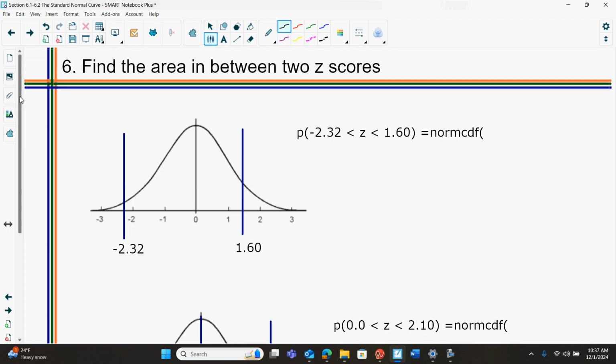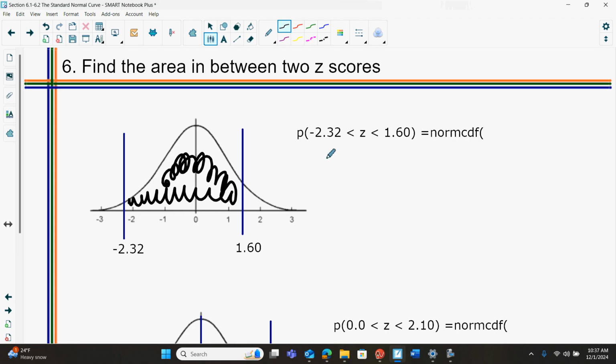All right, moving right along. So now let's go ahead and talk about how to find the area in between two z-scores. This should be pretty basic. Now the nice thing is you have a lower bound and an upper bound. You don't got to worry about infinity or exponents to the 99th power or whatever. So if we want to find the area in between two values, we want the area underneath the curve, right?